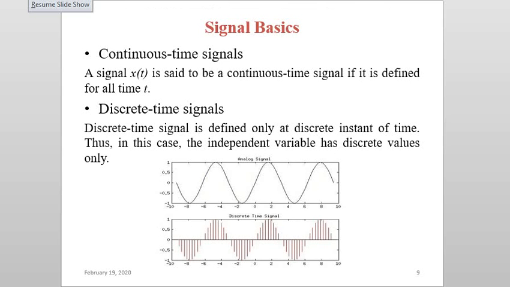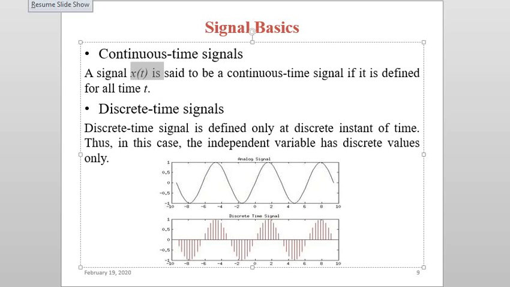Here we have the continuous time signal and the discrete time signal. A signal denoted as x(t), where x(t) denotes the continuous time signal, is said to be a continuous time signal if it is defined for all values of t. That means in the first one we have the wave at all times without missing a single second. That is why it is known as continuous time.